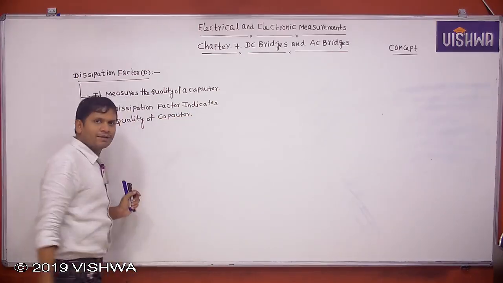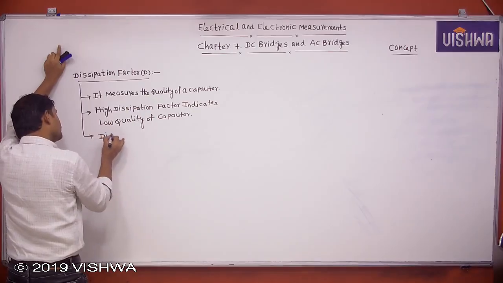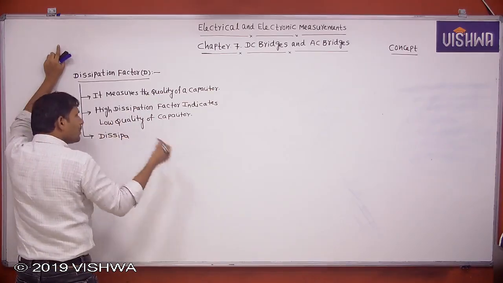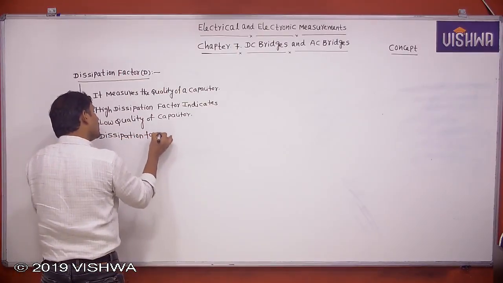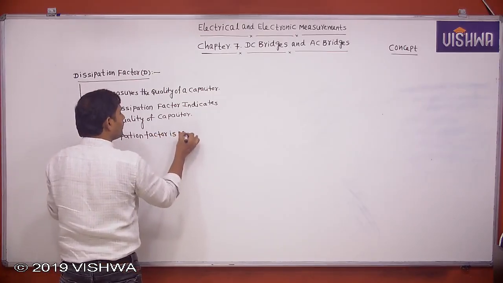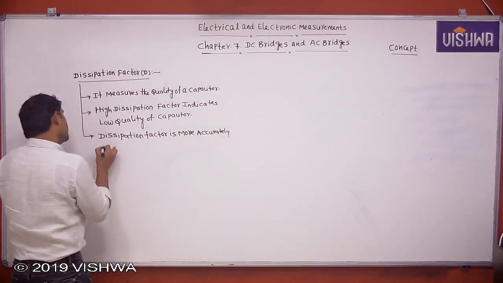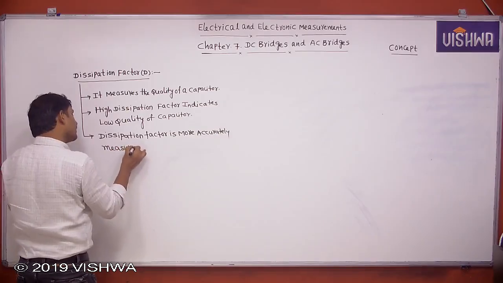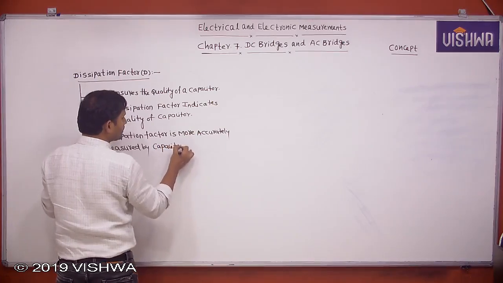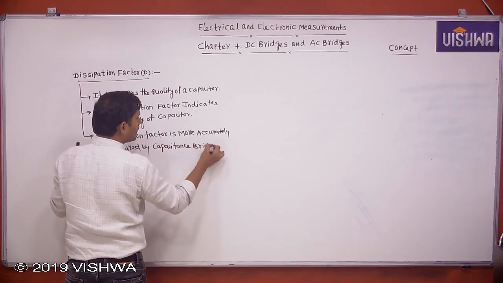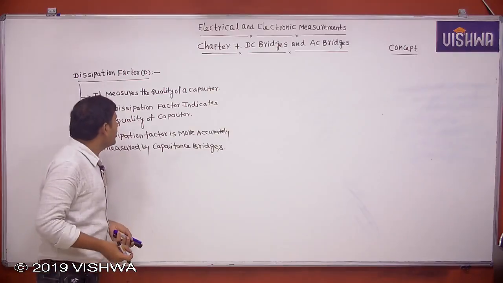Next, dissipation factor is measured by capacitance bridges. Using some capacitance bridges, we can measure the dissipation factor. Dissipation factor is more accurately measured by capacitance bridges. Okay. Now, how can we define the dissipation factor?